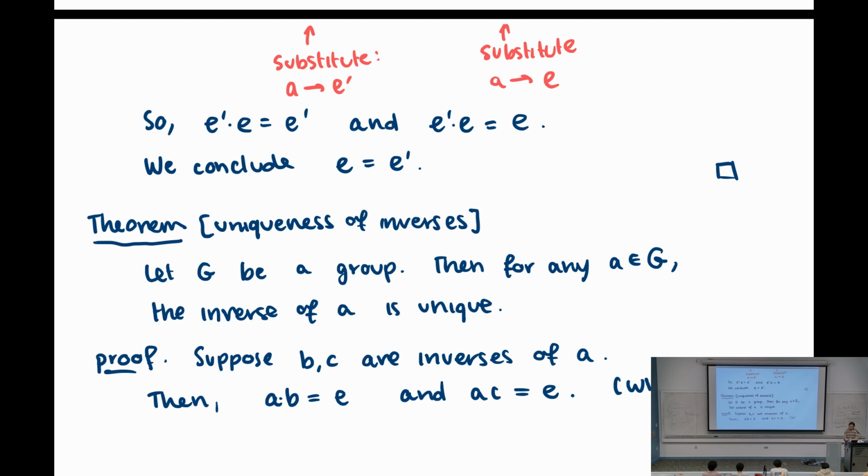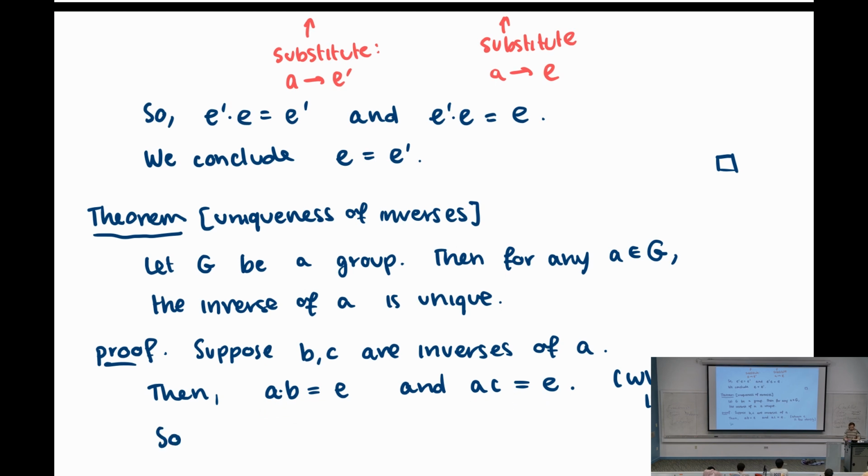Where E is the identity. And right, it's the unique identity. So when we do these two multiplications, we're not getting different identities because we know that the identity is unique. So we can conclude that A times B is equal to A times C.